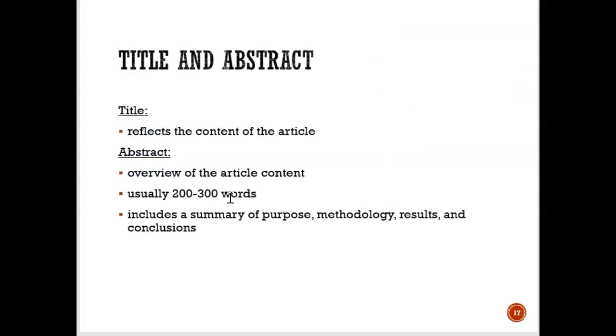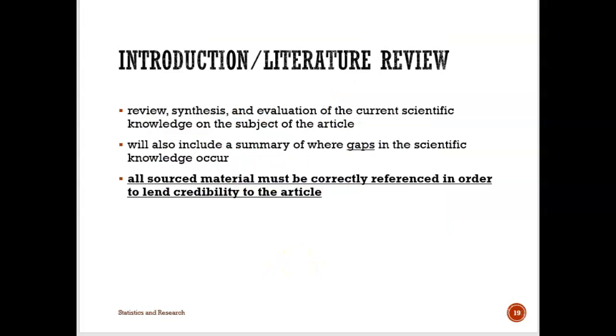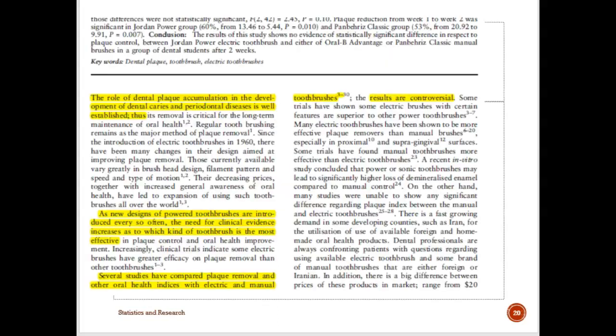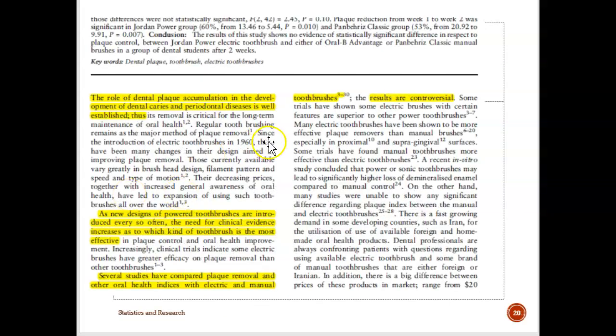So when we read an article, the title and abstract are always there, and you know that this is the title and this is the abstract, which is a summary of the paper. When you read an introduction in a paper, you'll notice that most of the time they introduce you to the topic and they also note the gaps in previous studies. Let's look at this example. This is an article where they were looking at the difference between electric toothbrush and manual toothbrush on plaque control. So they're introducing me to the topic. Okay, this is the introduction.